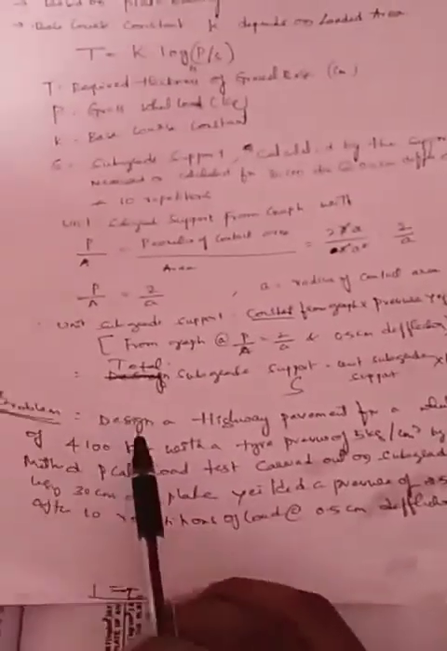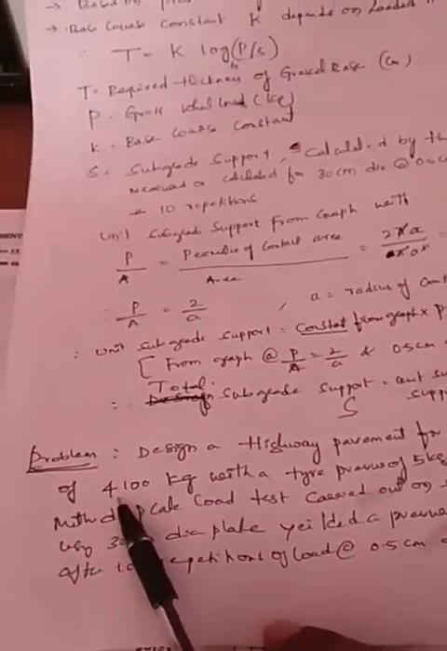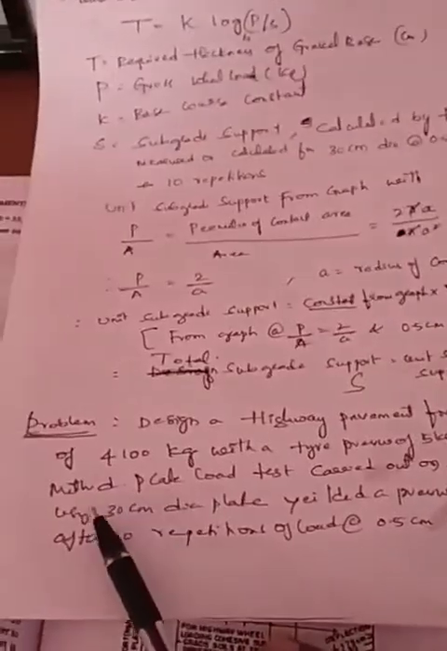Okay, so we'll see one example, a design example, so that will be very easy to understand. Now design a highway pavement for a wheel load of 4100 kg, the P value is given, with a tire pressure of 5 kg per centimeter square. The tire pressure, small p, is given, by the Macleod method.